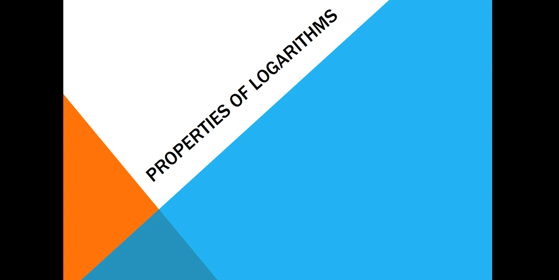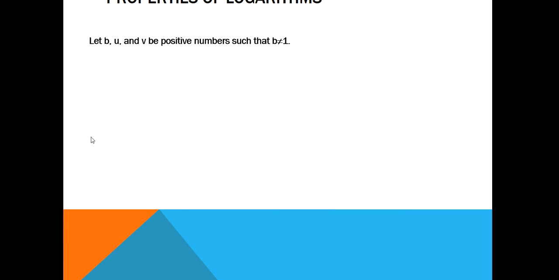So we're going to be going over log properties of expansion and condensing. So these properties of logarithms: we're going to let b, u, and v be positive numbers, and b can't be equal to 1. Okay. So we have the product property.